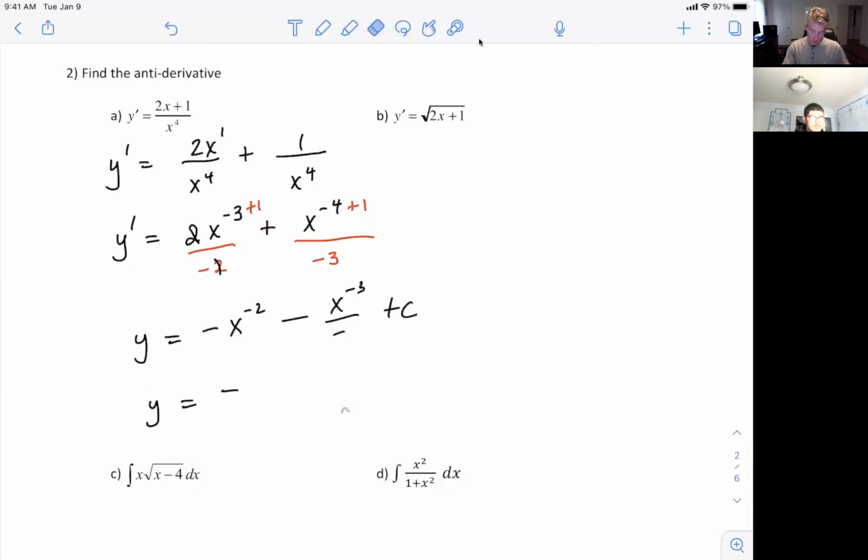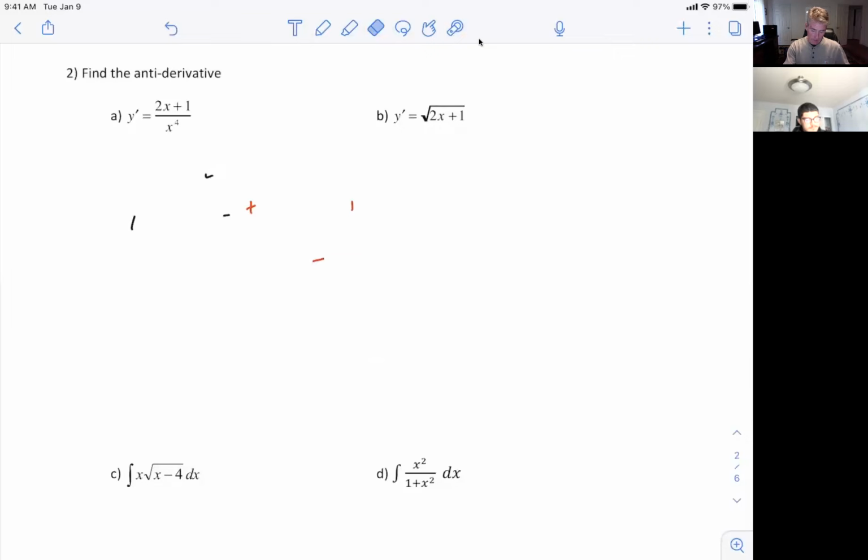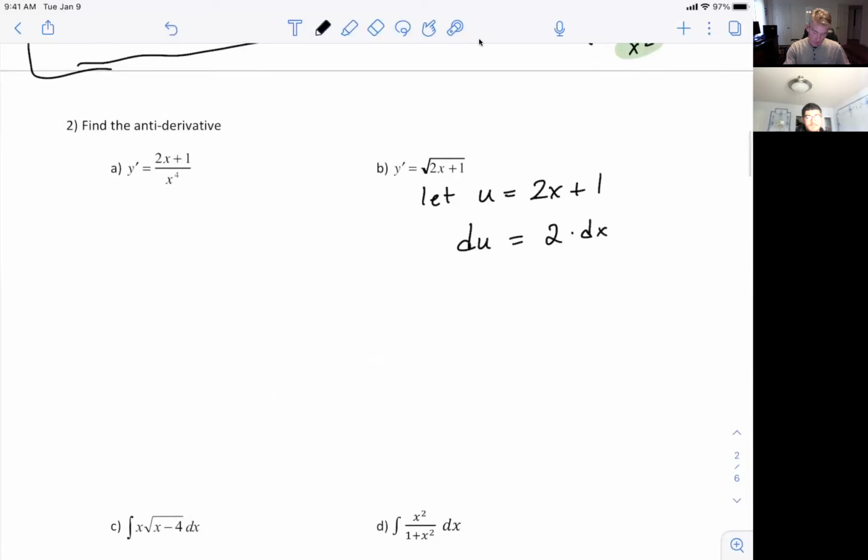Then on to B. So for B, it has something inside of a radical. So I should use U substitution and let the U be whatever's inside the radical. So let U equal the inside part. And then the derivative of that's just going to be a 2. And then it would start as du dx, but then multiply both sides by dx. This one is the same as saying integrate the square root of 2x plus 1 times dx. So you could write it either way.